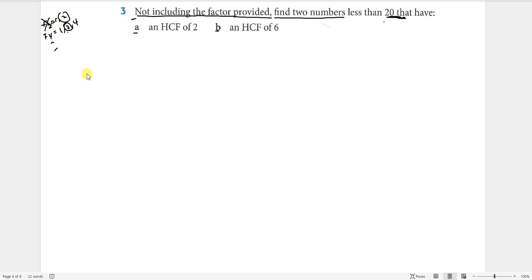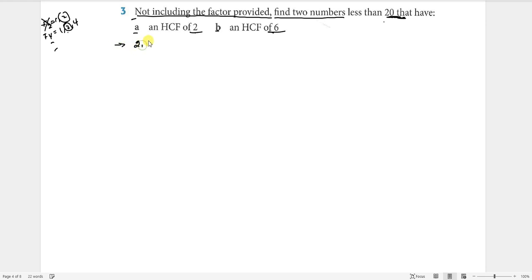It will be more clear when I explain it further. Okay, so the first hint you get is an HCF of 6 and an HCF of 2, and an HCF of 6, both of which are even numbers. Since the question asks for numbers less than 20, we can automatically eliminate the odd numbers. So what will be the remaining numbers?